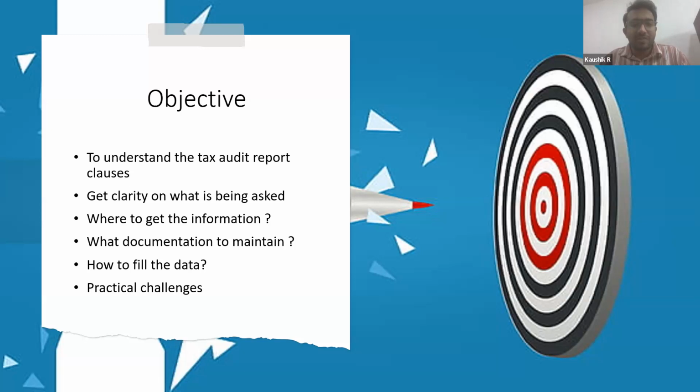Where to get the information from? Information is spread across various places, but where to get that specific information to fill that specific clause is our objective here. What documentation we should maintain? For every clause, there should be a working paper, and every working paper should be supported by documentation. So what documentation is necessary, how to fill in the data, and what the practical challenges are, are our objectives for this session. So let's start with the clauses.